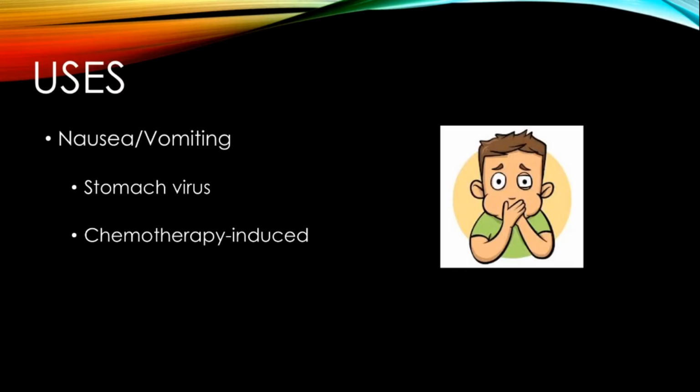Along with chemotherapy, it has also been used for radiotherapy-associated nausea and vomiting. And Ondansetron is also used post-op for people who are just getting out of surgery. It can be used for the nausea associated after having a surgery.